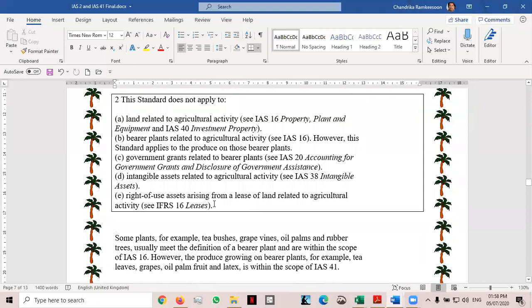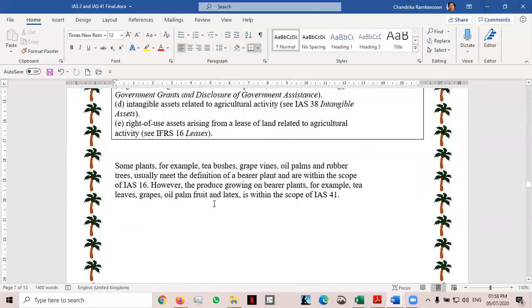Some plants, for example, tea bushes and grapevines, oil palms and rubber trees, usually meet the definition of a bearer plant and are within the scope of IAS 16. However, the produce growing on bearer plants, for example, tea leaves and so forth, is within the scope of 41. Now, of course, the plant itself must be expected to have a productive life over more than one period, where a period would usually, for accounting purposes, be a year.